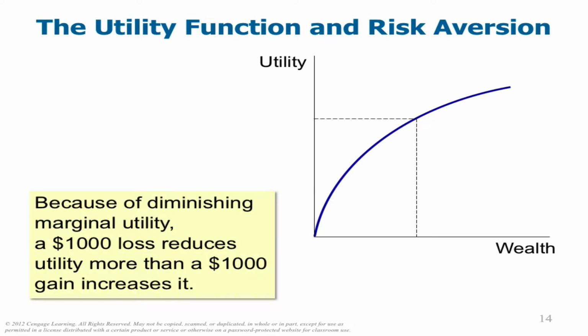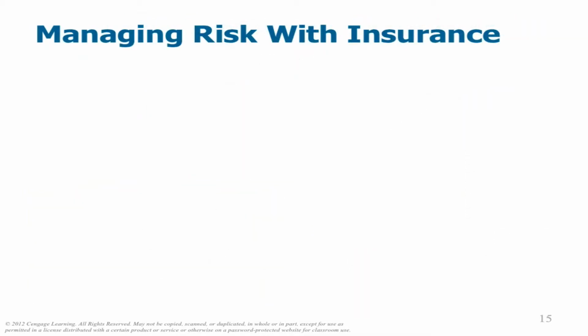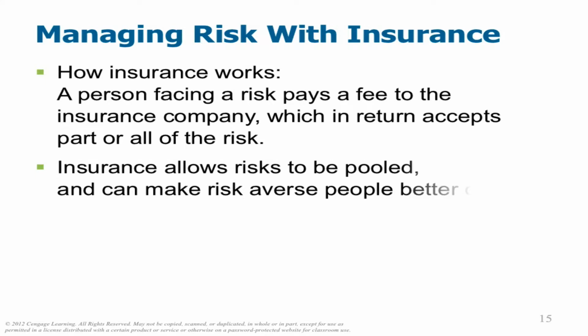We're talking about risk aversion, which is what brought us to diminishing marginal utility. We looked at the loss and gain of $1,000. So how do we manage that risk? We buy insurance. We had evaluated some of your insurance rates. What happens is that insurance allows you to pool your risk.